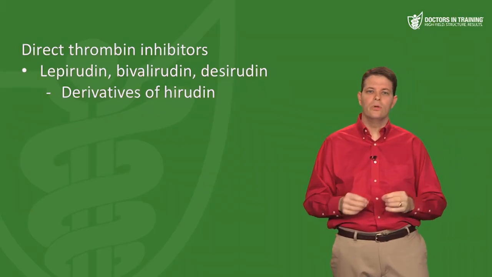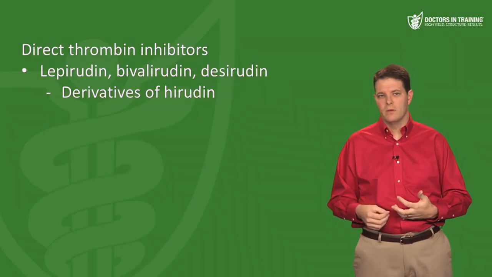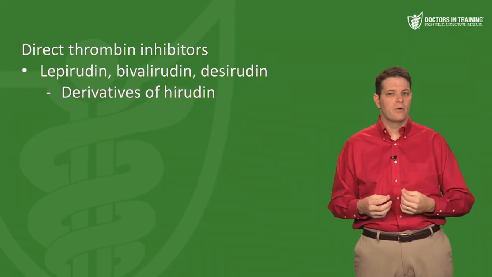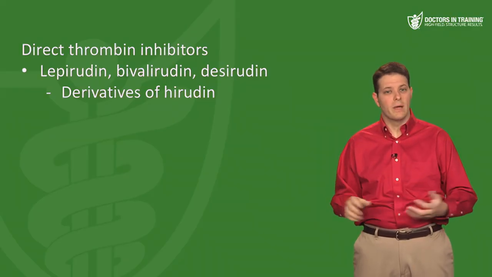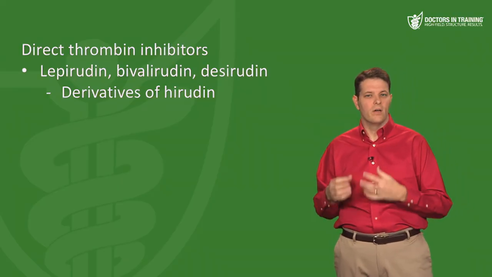But anyway, hirudin directly inhibits thrombin. It's doing the same thing as antithrombin. It acts at the same point in the coagulation cascade as heparin does, but it works through a totally different mechanism. So lepirudin, bivalirudin, and desirudin are all derivatives of hirudin.